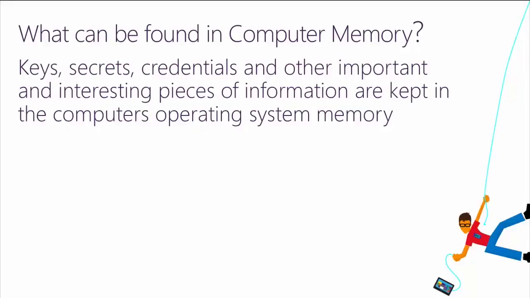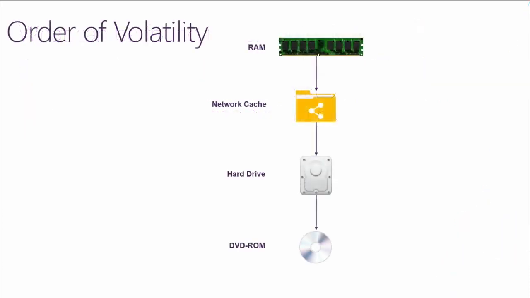Okay, back to my original question. What can be found in a memory? I know we have the keys, the secrets, the credentials, and we can have much more important and interesting pieces of information which can be found there. And for that, I know we prepared a really great demo. But just to make it clear, how is the order of validity?